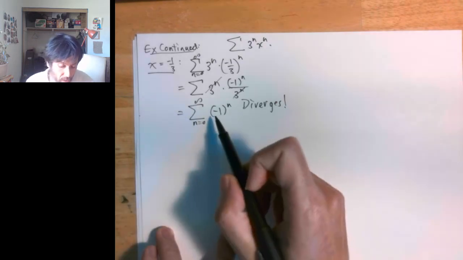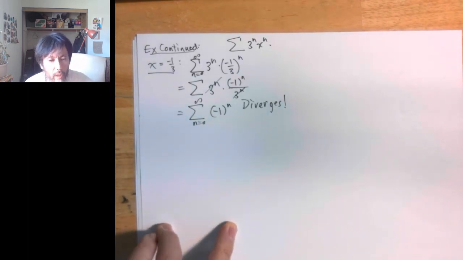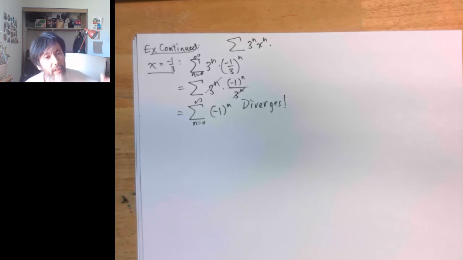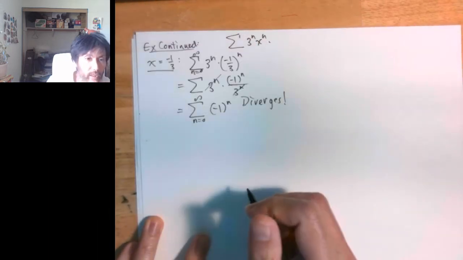So think about what the sequence of terms here is. It's negative 1 to the nth power. What does that sequence look like? It looks like 1, negative 1, 1, negative 1, 1, negative 1. In other words, it never settles on any particular value. The limit does not exist. And so this thing is divergent. So that answers what's happening at x equal to negative 1/3.